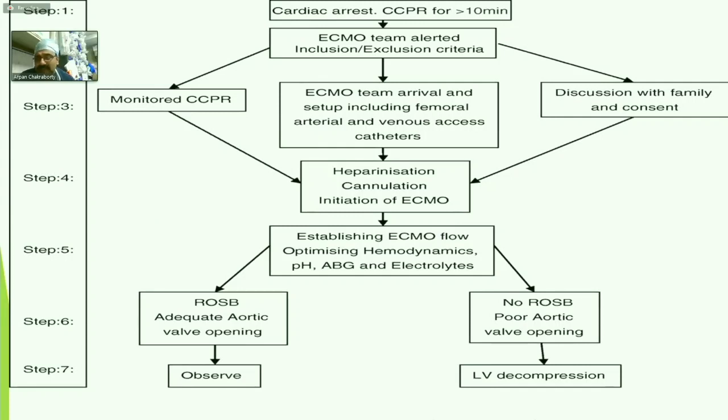You get ROSC, and you see whether the aortic valve is opening adequately; if so, you need not vent the patient. You just continue the ECMO. And if you are not getting an aortic valve opening, then you go for an LV decompression. So these are the different steps that have been described.